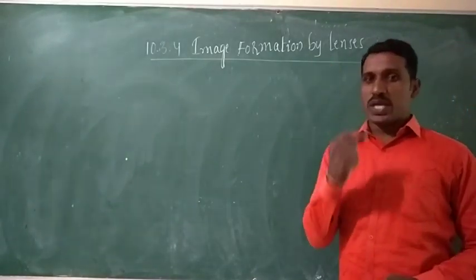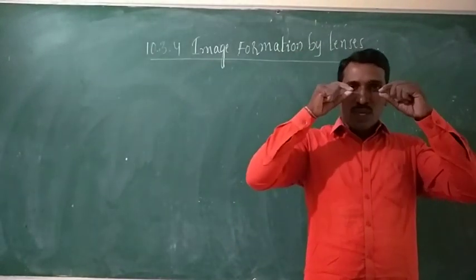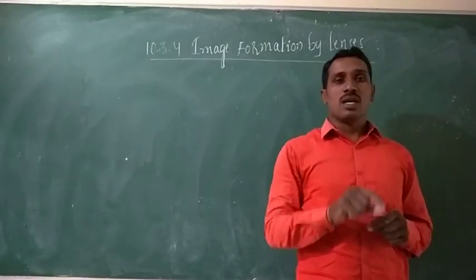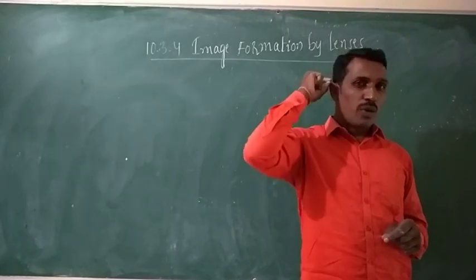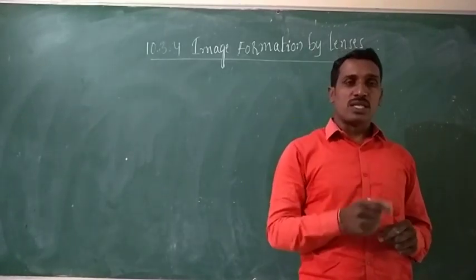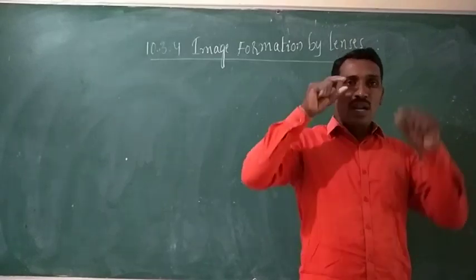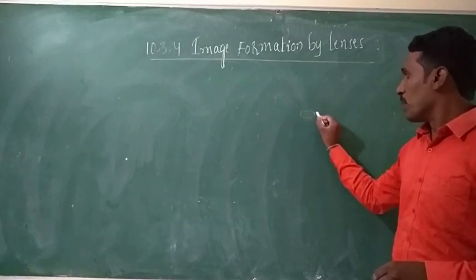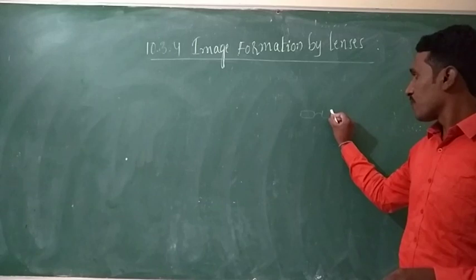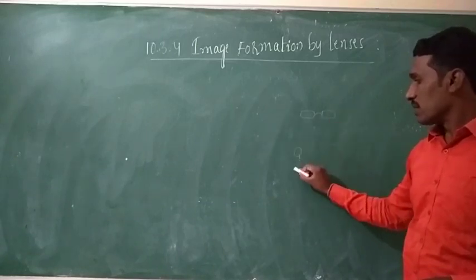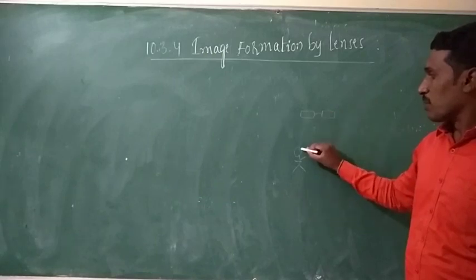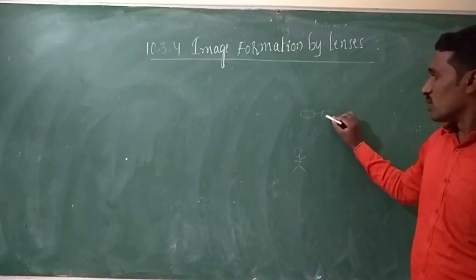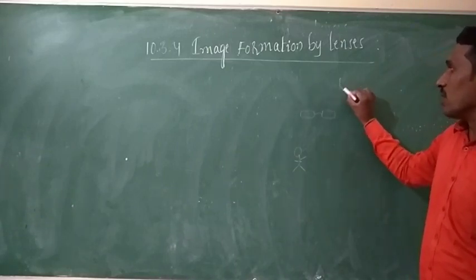lenses. Yes, I told you in the beginning class only, when we wear spectacles, if you look at a person, his image will fall on your retina. Before that, the light rays coming from a person will refract at your spectacles. If you are wearing spectacles and you are looking at a person, the light rays coming from the person will undergo refraction. These refracted rays through your eyes will reach the retina.